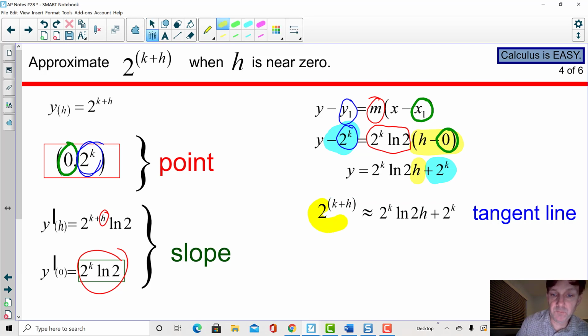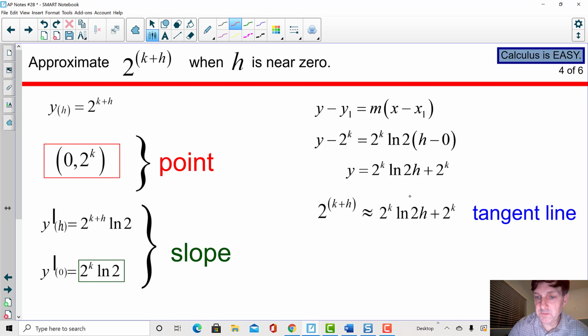So that means our function, which was 2 to the power of k plus h, is approximately equal to our tangent line right here. Remember, the slope of our tangent line is this weird constant right here. And this is kind of like an x, but we're using h. And this is our y-intercept right here, 2 to the k. So our constants were really weird, and even our x value was kind of weird. It was an h instead of an x. So this is a pretty tricky example. This is probably the hardest one that we do.